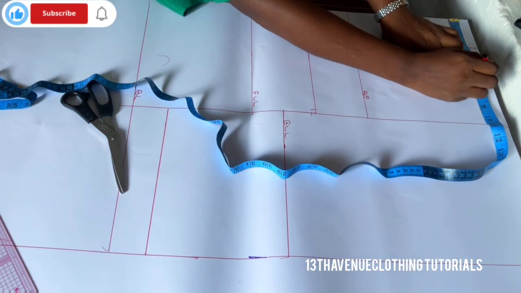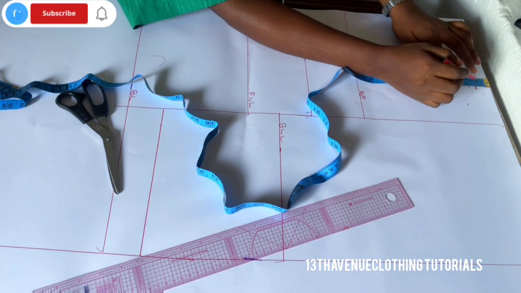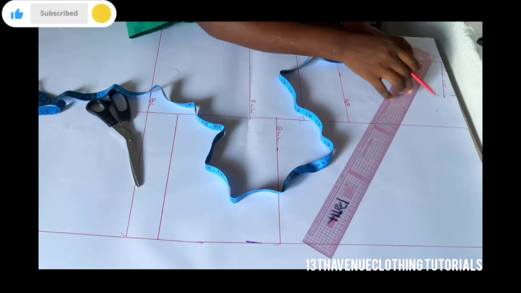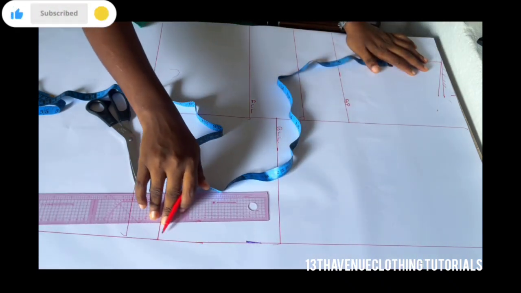Next thing is mark out your shoulder measurements. That's your shoulder measurement divided by 2. Also mark out your shoulder slope of 1.5 for the front and connect to your neck width just like so.